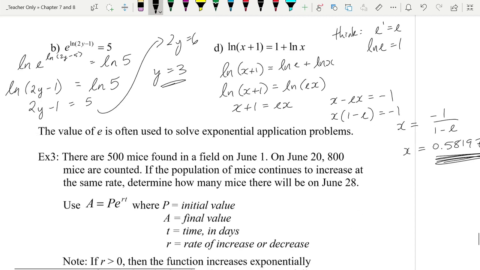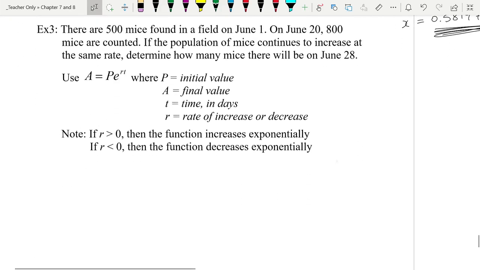All right, let's do a word problem. There are 500 mice found in a field on June the 1st. On June 20th, 800 mice are counted. If the population of mice continues to increase at the same rate, according to this formula, remember I had you skip all the questions in the homework that had this formula because we had to see this example. P is the initial value, A is the final value. So P is how much your population is now, A is how much your future population is going to be, T is time in days, R is rate of increase or decrease, and we want to know how many mice there's going to be on June the 28th.